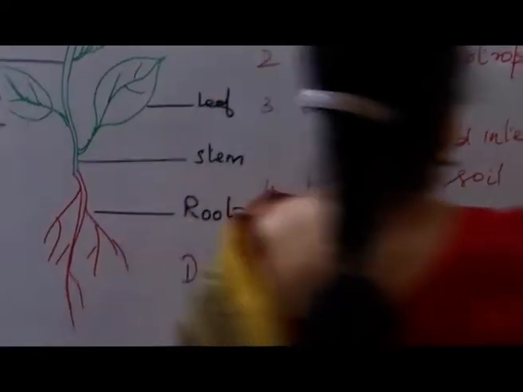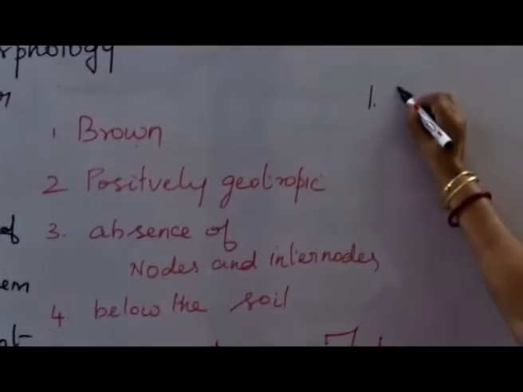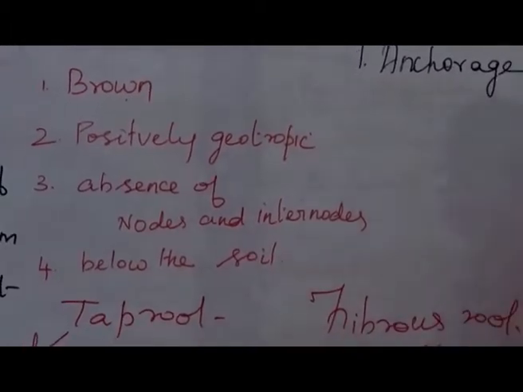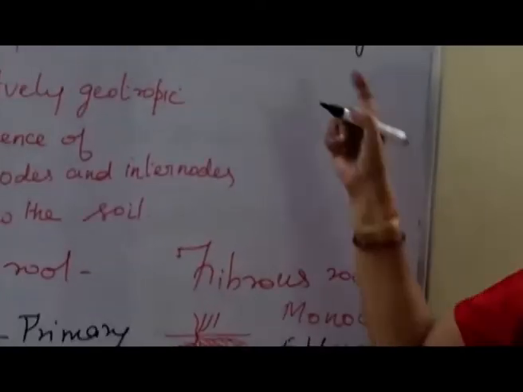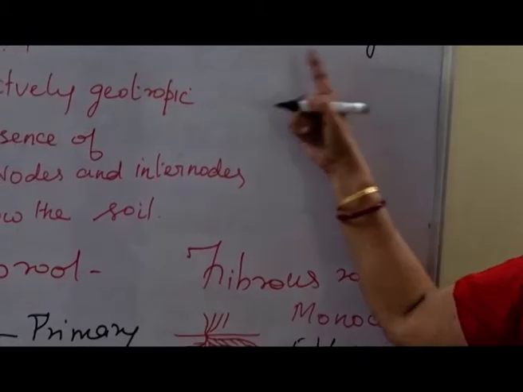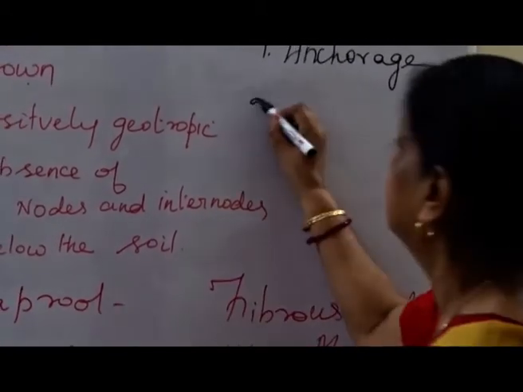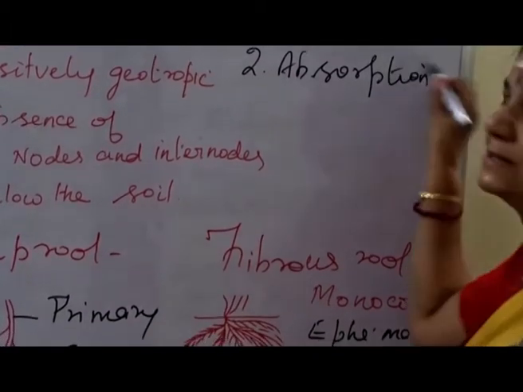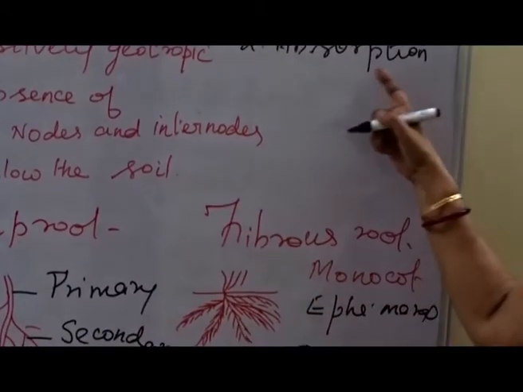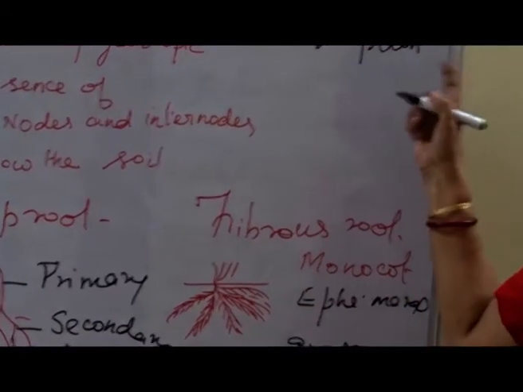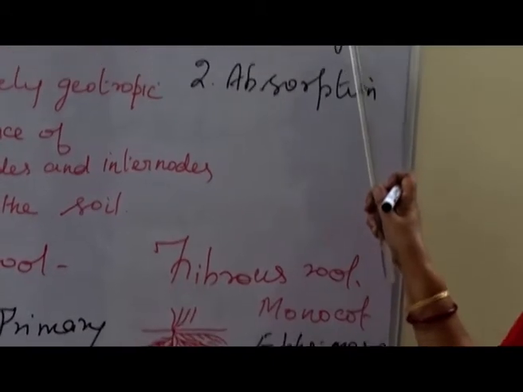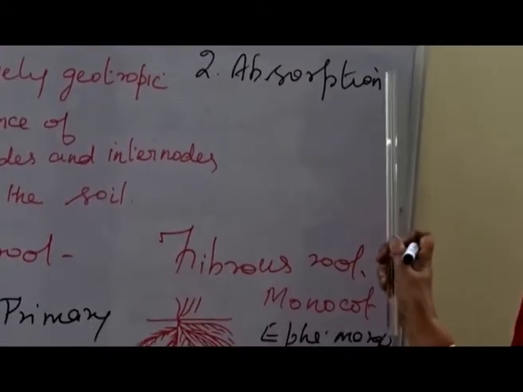Now the functions of the root. The major one is that it fixes the plant firmly in the soil, that is called anchorage. And then another major function is absorption of water and minerals. From the root hairs, it absorbs water and minerals from the soil. So the two main functions of the roots are anchorage, fixing the plant in the soil, and absorption of water and minerals from the soil. Okay.